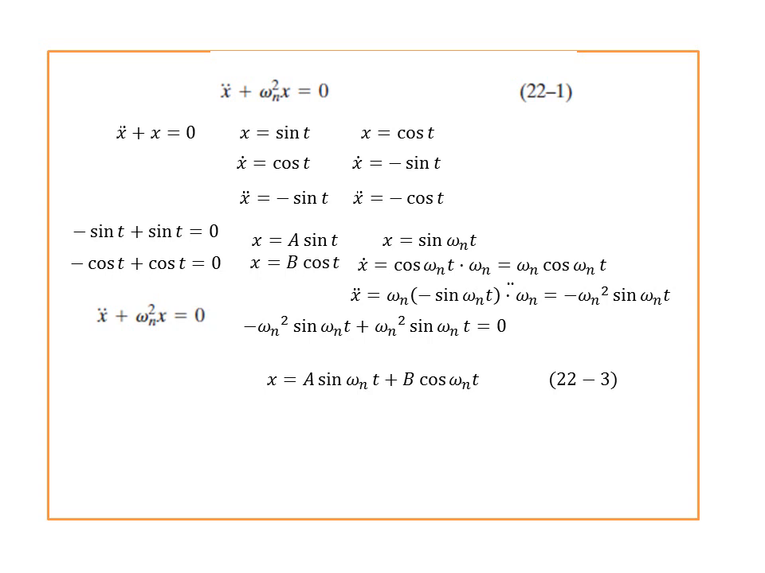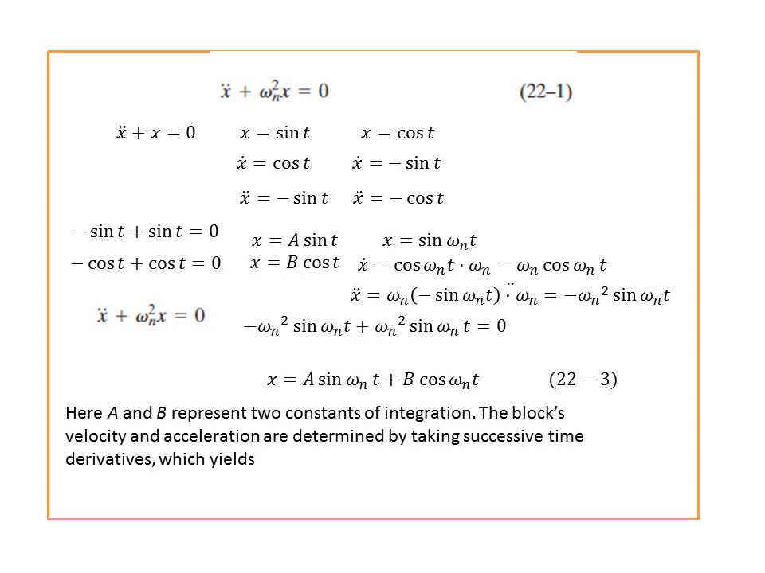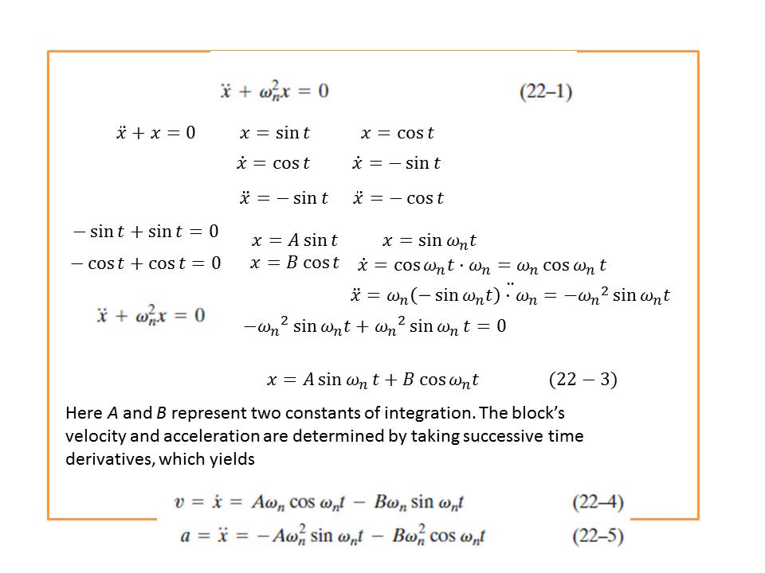is, the solution for our differential equation, x equals a sine omega n t plus b cosine omega n t. So a and b are constants of integration. Now, if we apply derivatives, we can have the formulas for velocity x dot and acceleration x dot dot as this.